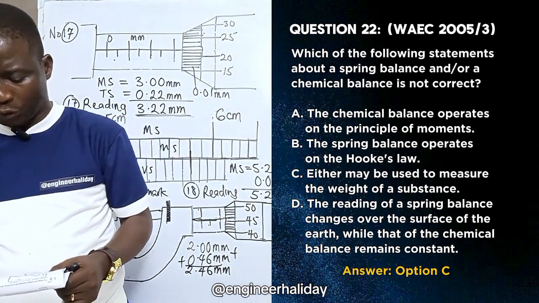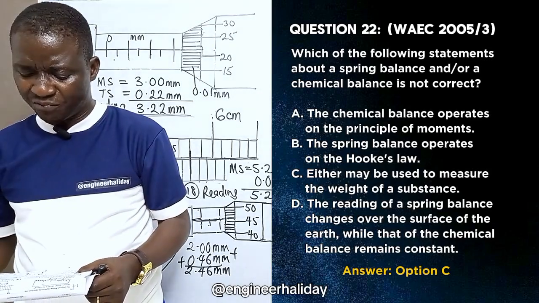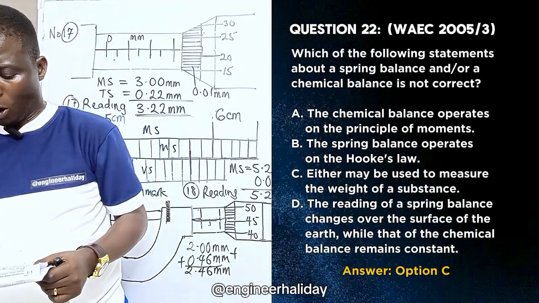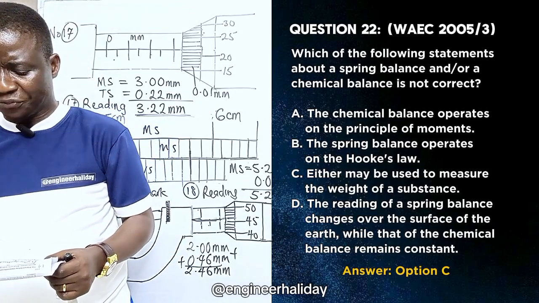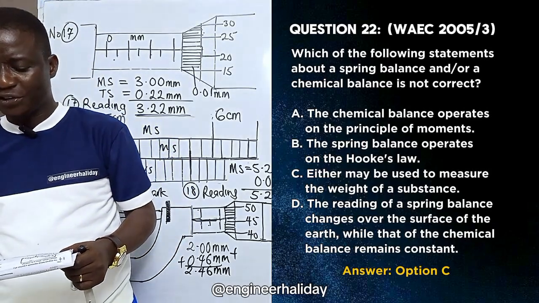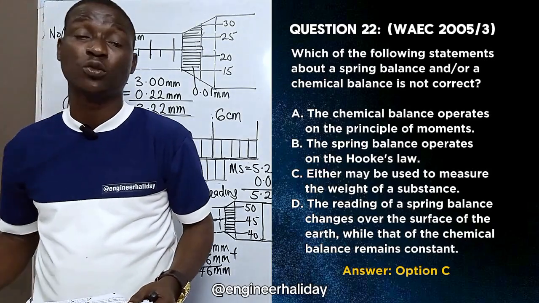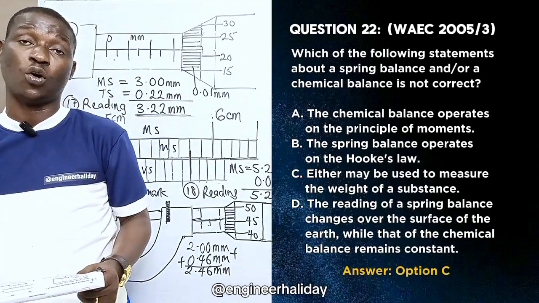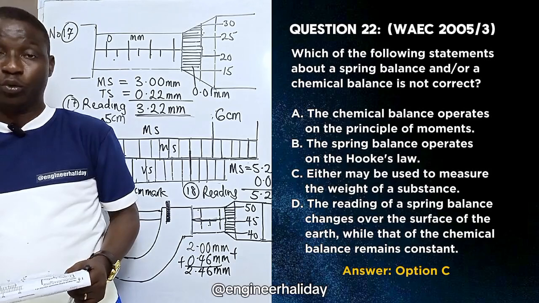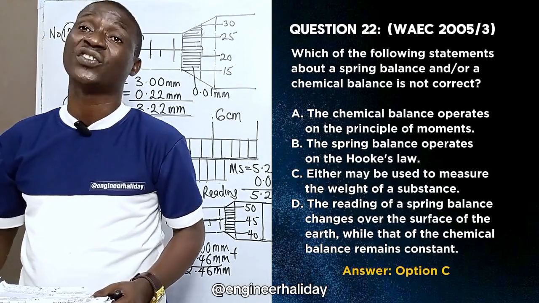No. A is correct: chemical balance operates on the principle of moment. B is correct: spring balance operates on the principle of Hooke's law. D is correct: the reading of a spring balance changes over the surface of the earth. Yes, I've told you how it changes. It is lower at the equator and higher at the pole, because at the equator the radius is higher.